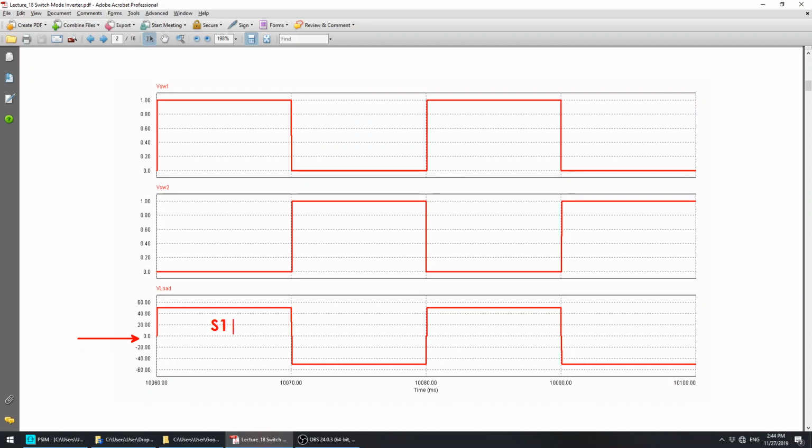When S1 is on, the top switch is on, connected to the positive half, so the output should be half of the input voltage. Whenever S2 is on, you're going to see a negative voltage across the load. So it's a square waveform.